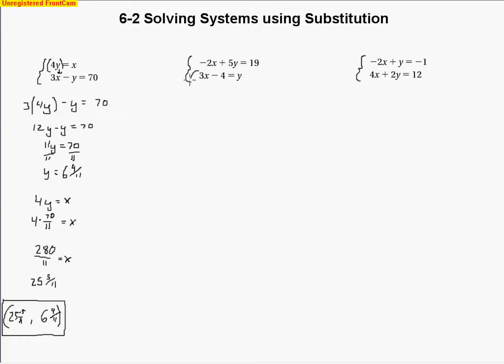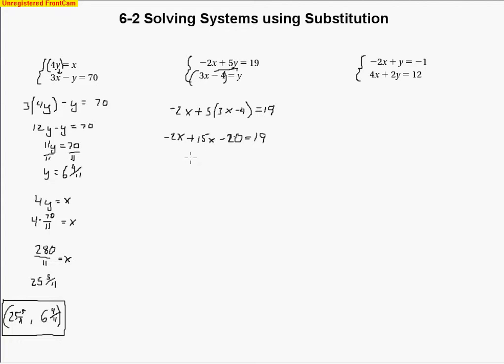So I'm going to take that expression that y is this time and put it in place of y in the other equation. So I'm going to rewrite this as negative 2x plus 5. Now, y is 3x minus 4, so that's what I put in place of that y, and this all equals 19. So when I go ahead and do some work, I've got negative 2x plus 15x minus 20 equals 19.